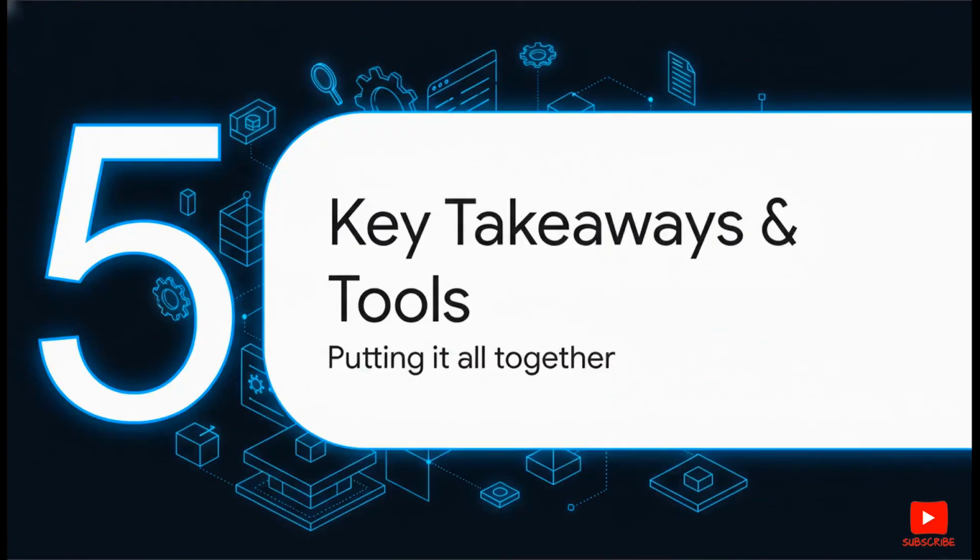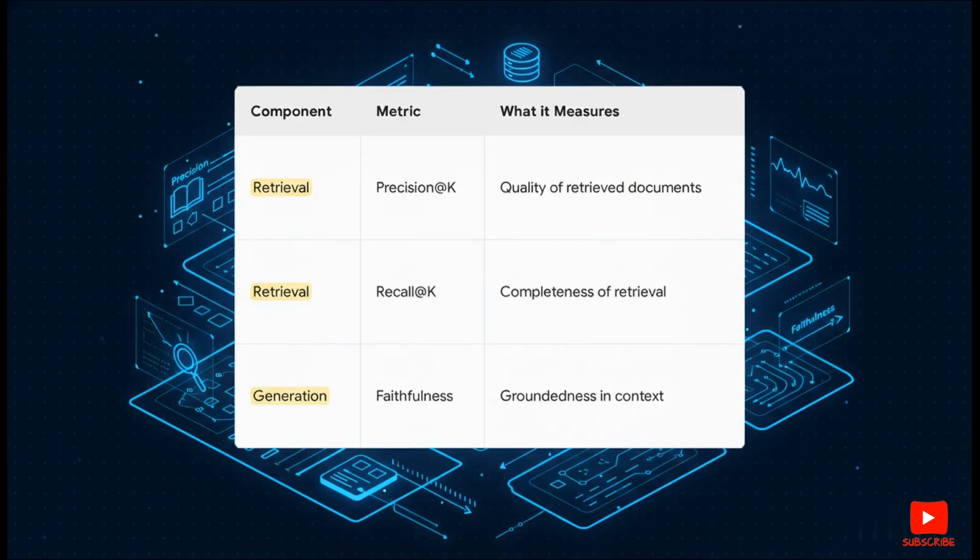Okay, let's bring this all home. We've covered the why, the what, and the how. Now I want to give you a really clear summary and, more importantly, some tools you can start using today. Here it is, your cheat sheet. For your retriever, the librarian, you're focused on precision for quality and recall for completeness. For your generator, the storyteller, your number one focus is faithfulness, making sure the answer is grounded and not just made up. That's the core of it right there.